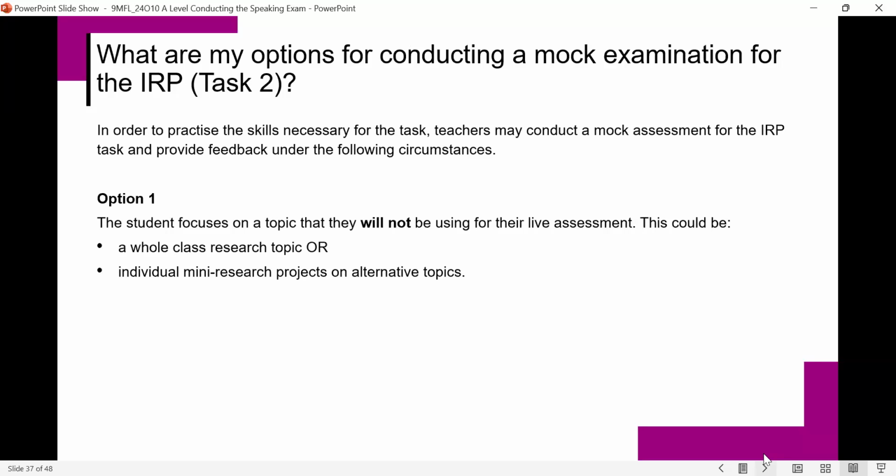So then, options for conducting a mock exam. In order to practice the skills necessary for the task, teachers can conduct a mock exam assessment for the IRP and provide feedback under the following circumstances. So if the student focuses on a topic that they will not be using for their live assessment, this could be a whole class research topic or individual mini research projects on alternative topics. So actually it can now be something that you've taught them.